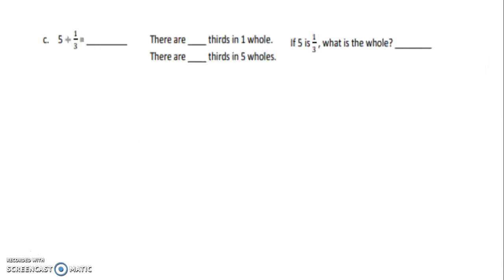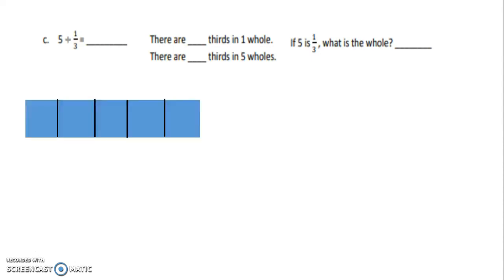So our first problem is 5 divided by 1/3, for those of you that are hanging around with me. We're going to draw a model. So here's my 5. If I split each section into 1/3, then I see that I have a total of 1, 2, 3, 4, 5, 6, 7, 8, 9, 10, 11, 12, 13, 14, 15 sections. I know that there are 3/3 in one whole, so that must mean there are 15 thirds in 5 wholes.